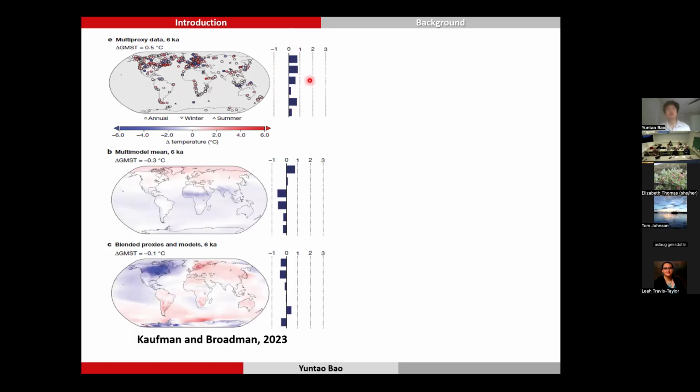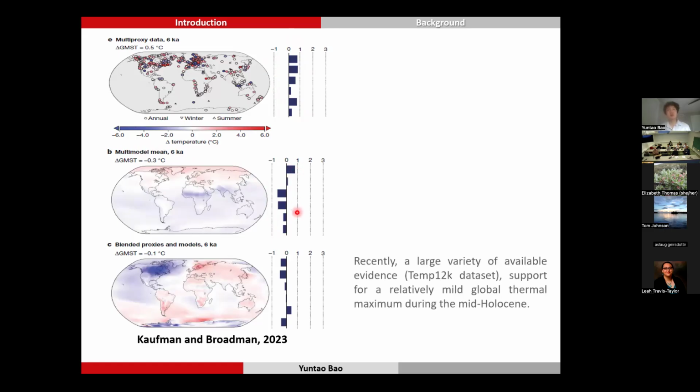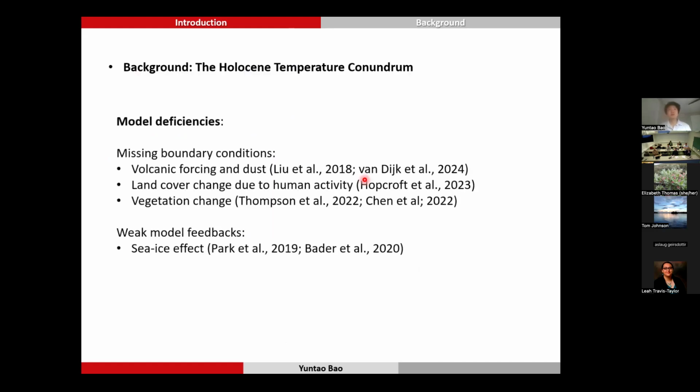Okay, the temperature is positive relative to the present day, but all the multi-model simulations show decreased temperature in the mid-Holocene, except for the polar region, the Arctic region. So the model-data inconsistency still exists in most of the land regions. So the Holocene temperature conundrum is still an unresolved problem.